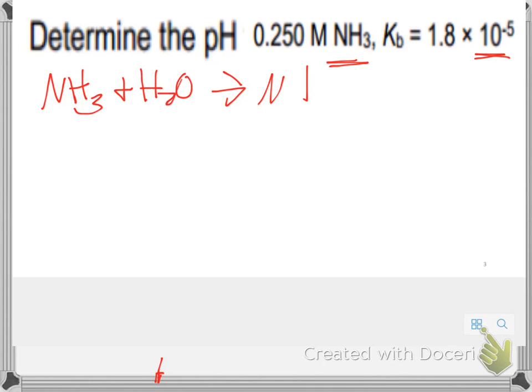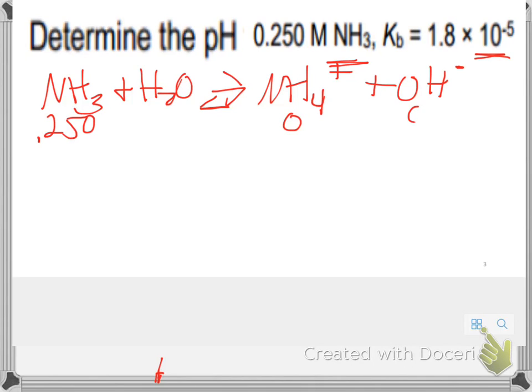Alright, so strongs are easy. Weaks just take some work, right? So here I'm given ammonia. I have to recognize that that's a base, and it's a weak base, and it's giving me a Kb, which is pretty small. So the first thing I have to think about is where do the hydroxides come from? So if I take my ammonia and I put it in water, what's going to happen is I'm going to end up with ammonium ion and hydroxide.